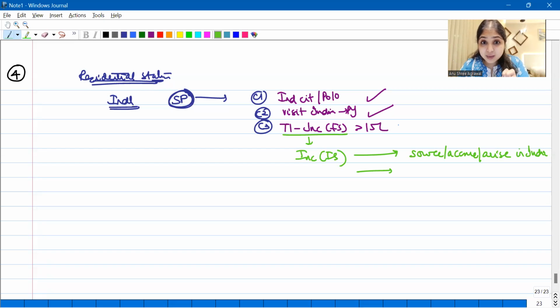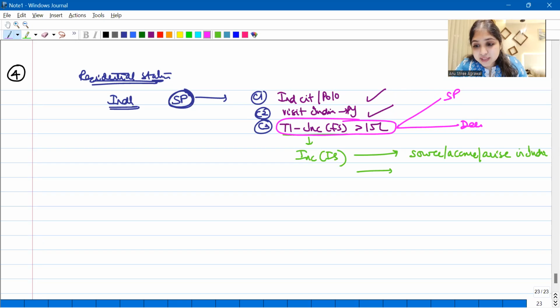Now listen. Game changer point. Sit up straight. Listen to me with 100% attention. This next point. When you say income from Indian source, for this purpose, total income minus income from foreign sources, where do you see this condition? You see this condition in 2 places. One, in this special provision. Also, you have the deemed resident concept. Even there, you have this condition.